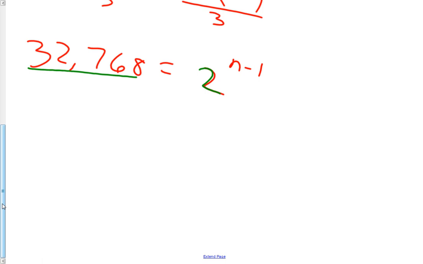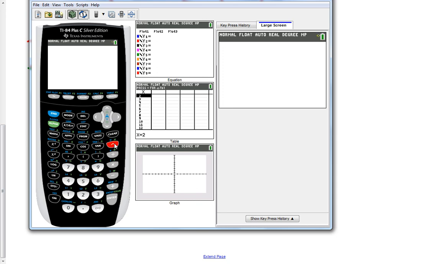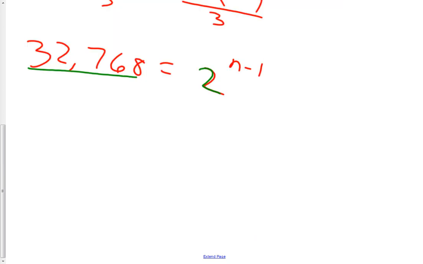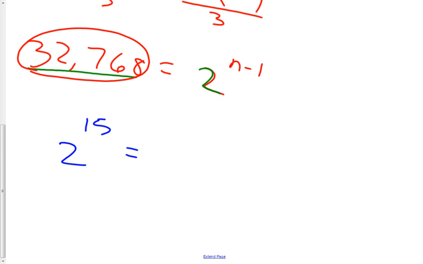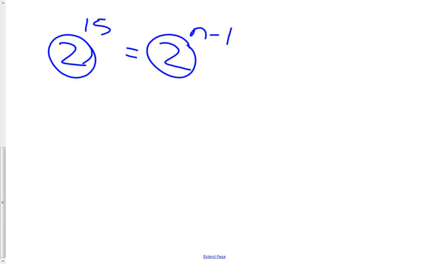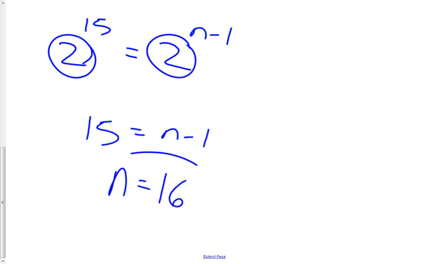After you've tried, hopefully you got 2 raised to the 15th power is that number we were looking for, 32,768. So I can change this into 2 raised to the 15th. That equals 2 raised to the n minus 1. Now that I have common bases, base 2 and base 2, I can set their exponents equal to each other. So 15 equals n minus 1. Add 1 to both sides. There we have it. N equals 16.